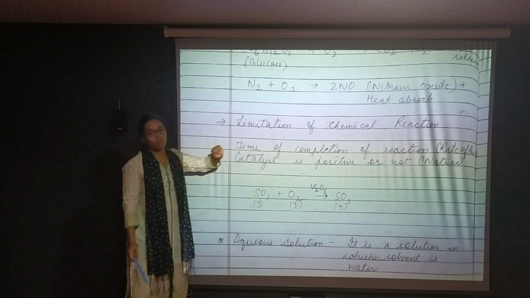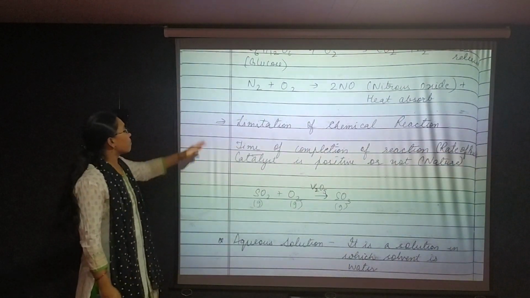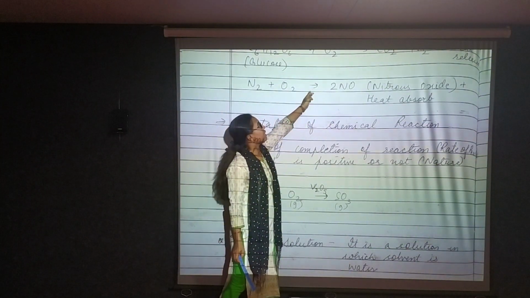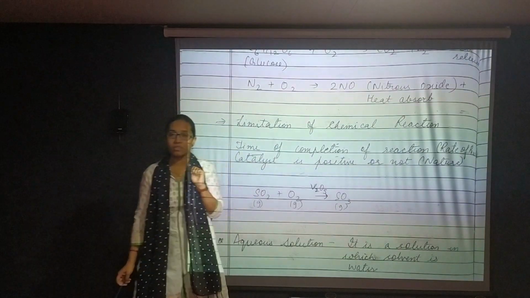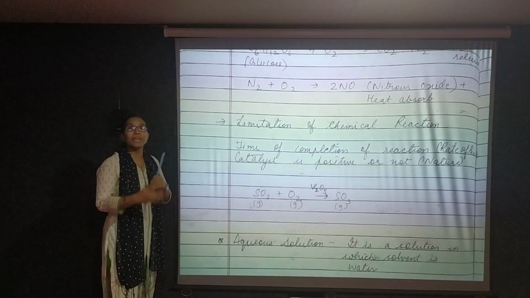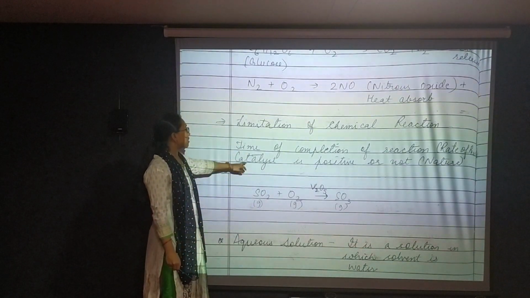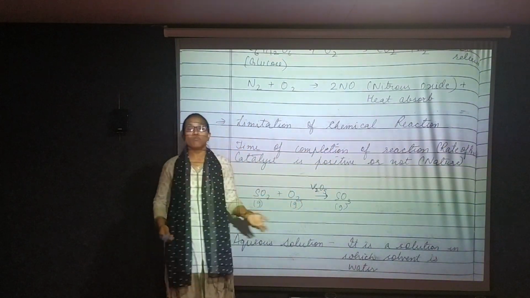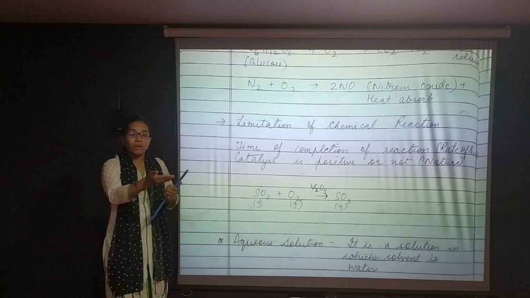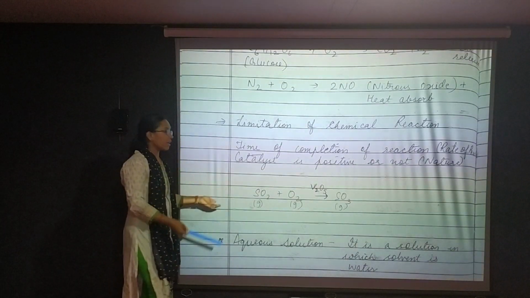Now next is catalyst. What is a catalyst? Catalyst is a substance which enhances the rate of reaction. Enhances means, suppose I am combining nitrogen and oxygen. In case of nitrogen and oxygen, one kind of catalyst, that is V2O5, vanadium pentoxide, is used. This vanadium pentoxide is a catalyst which enhances the rate of reaction, means it will speed up the rate of reaction. A positive catalyst means it will enhance the rate of reaction, and a negative catalyst means it will reduce the rate of reaction, means the speed of reaction will be reduced in case of a negative catalyst.